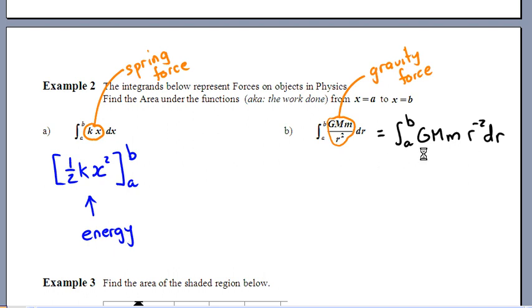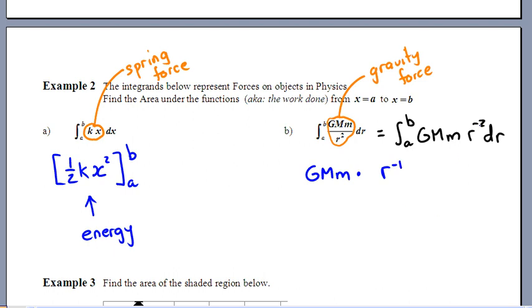Well, when I do this antiderivative, right, the g and the m, those are constants, they hang around. When I do the antiderivative of r to the -2, I'm going to end up with r to the -1.